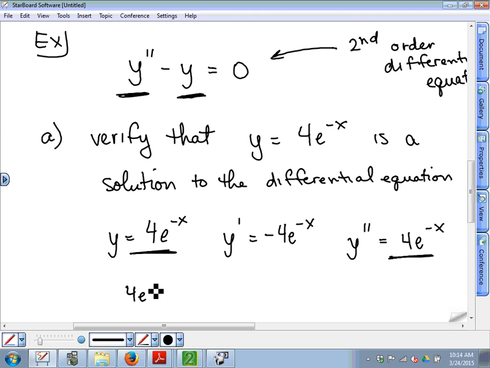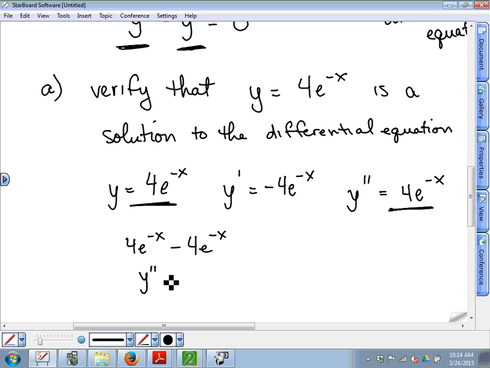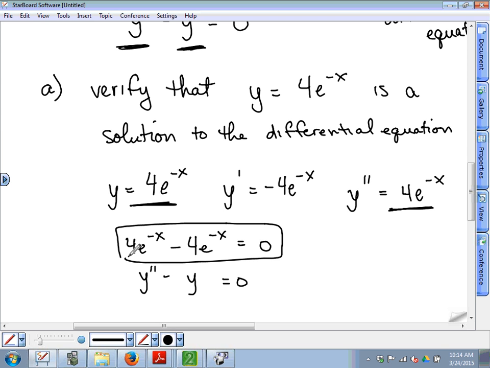If we take 4e to the negative x and subtract 4e to the negative x, isn't that the same as y double prime subtract y? Correct. And what does it equal? If you take something from itself, you get 0. So we verified it. One of the solutions to this differential equation is 4e to the negative x.